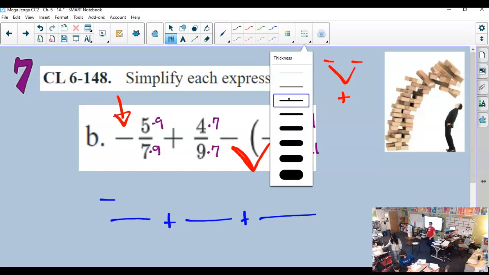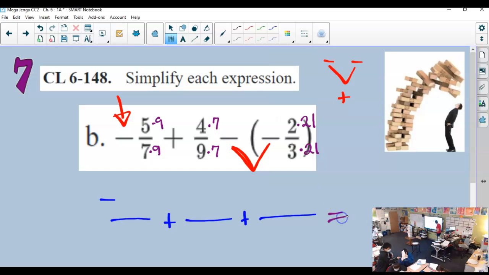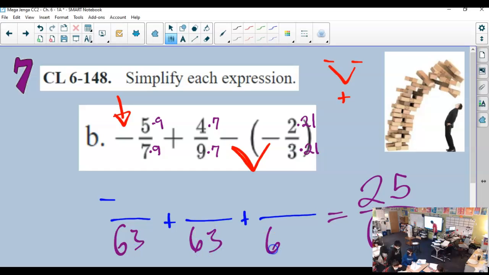You guys about ready with your answer? All right. Mia, what answer did your team land on? 25 over 63 is correct. So here's how we got there. What was the common denominator you chose? 63. Meaning the multiplications we had to do were 9 over 9, 7 over 7, 21 over 21.